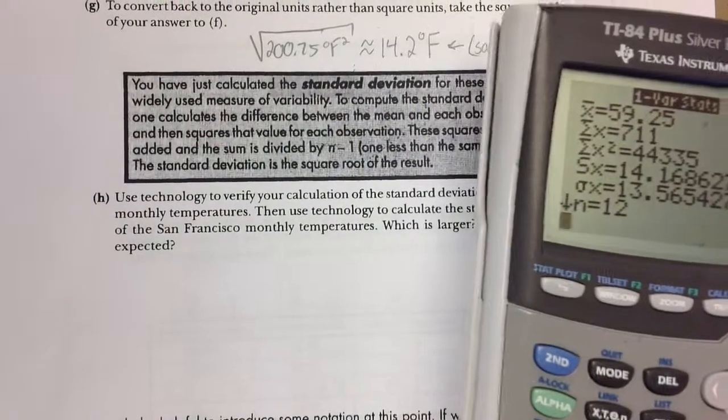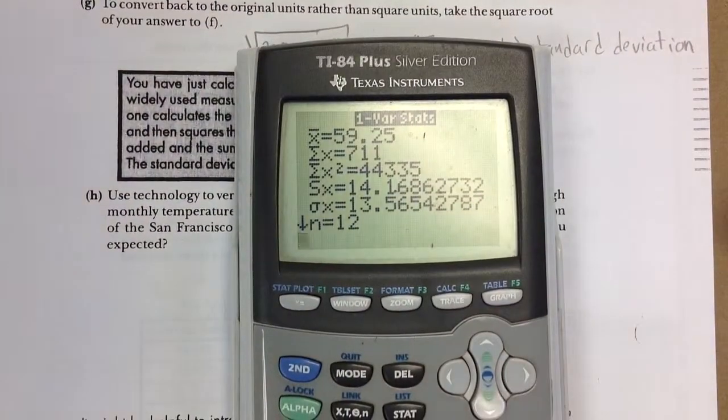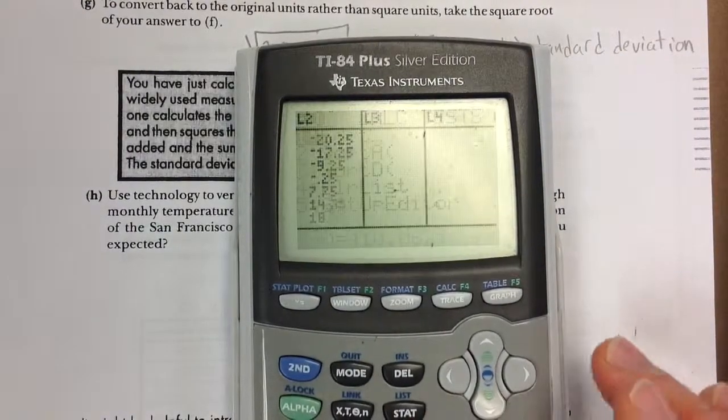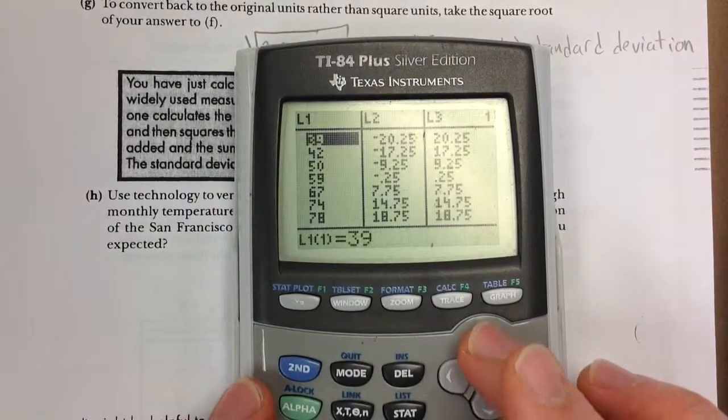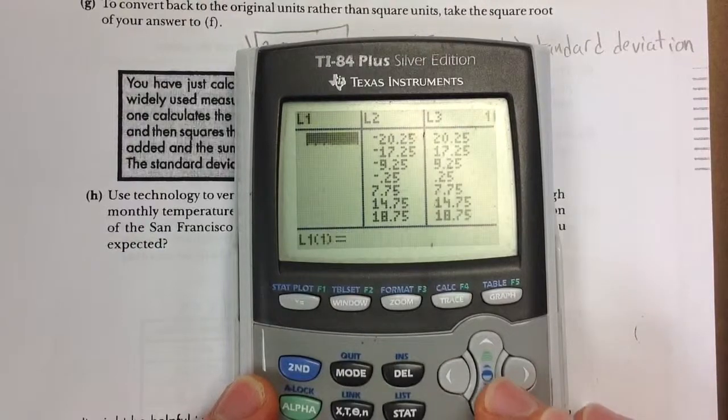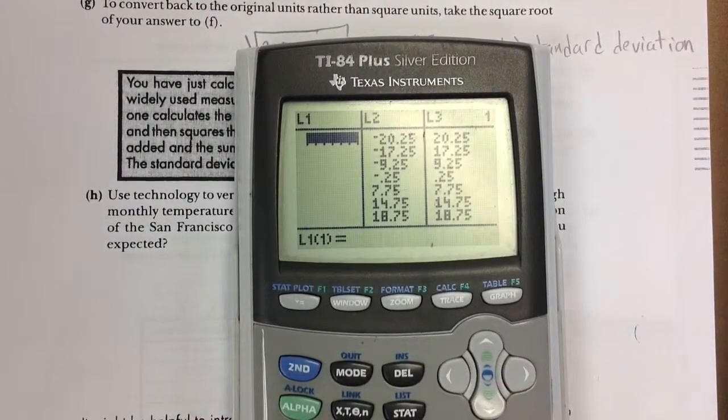Let's take a look at San Fran. And let me see if I can relatively quickly pull that up. Ta-da! Sometimes I'm organized. All right. I'm just going to go ahead and clear L1 and then put San Fran in.